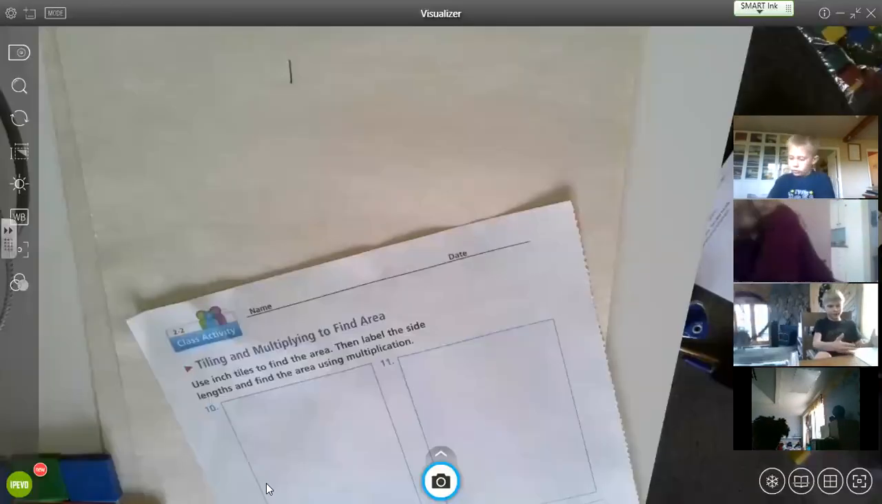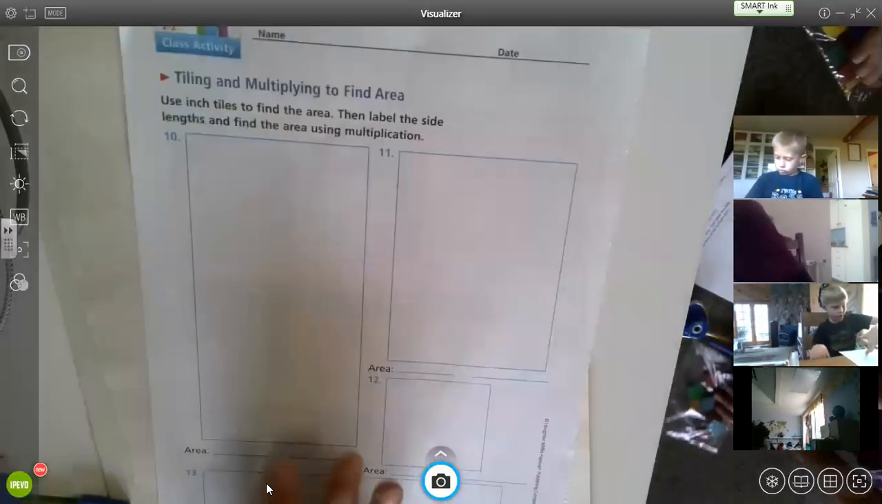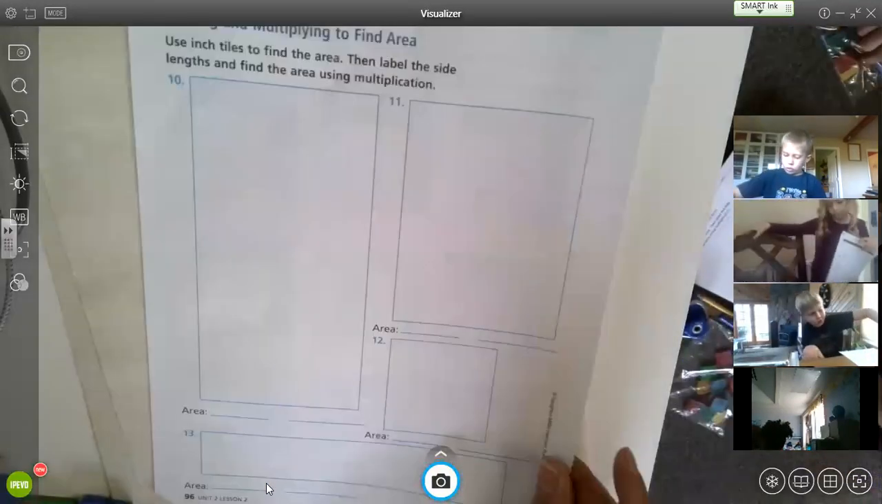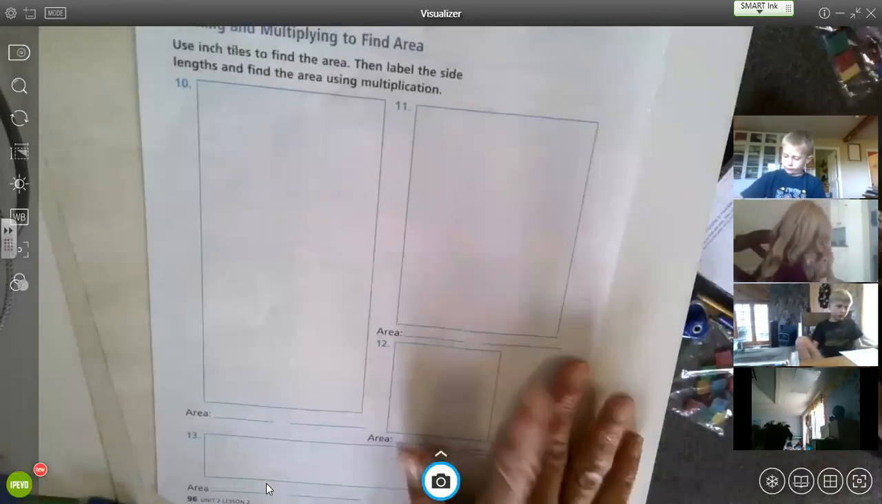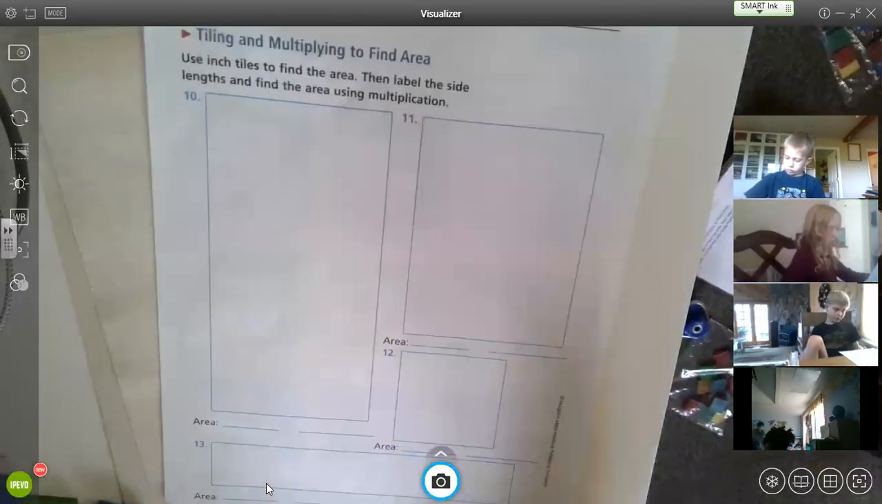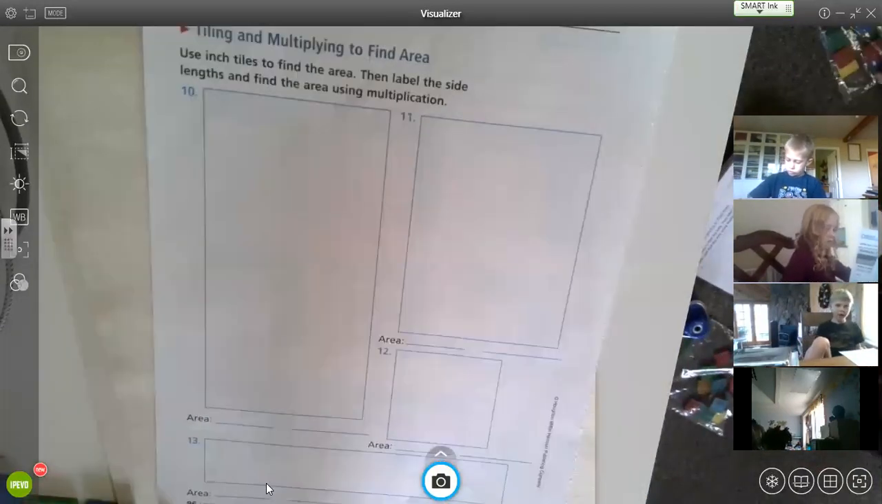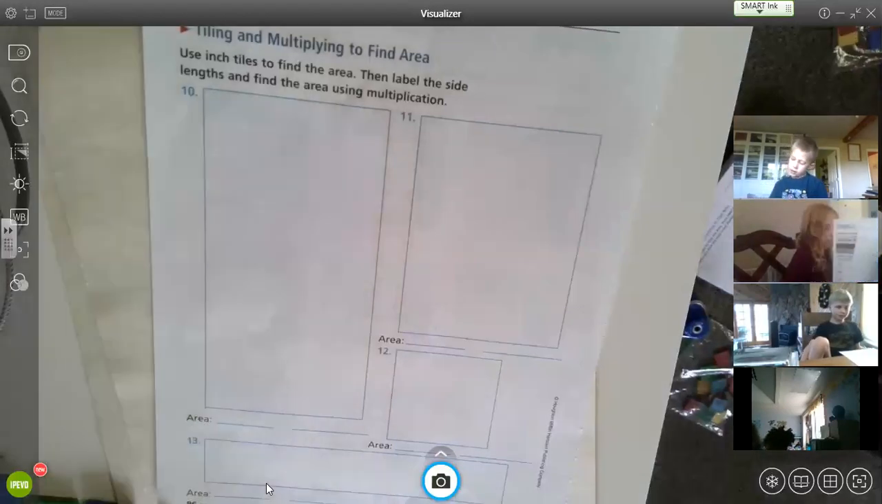Okay, so you are going to have this on a flat surface. This is going to help reinforce that idea of area and how it takes up space between the length and the width and the sides, right? So you're going to take your 1-inch tiles that you cut out.